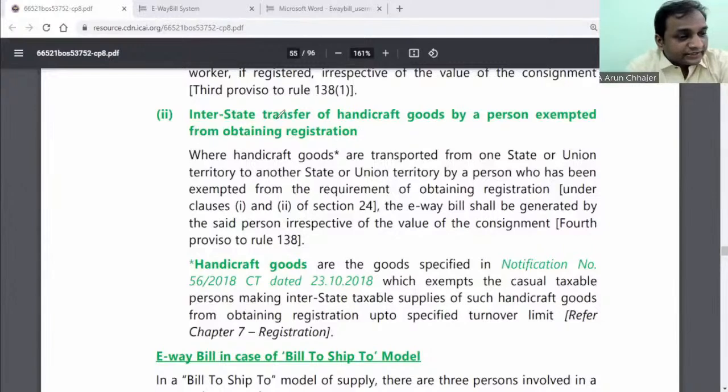Vrinda, sir, asks when the job worker returns the goods, whether an e-way bill needs to be generated again. Absolutely correct. Good question. When returning, either he or the principal will be responsible. Any party can generate it, but yes, an e-way bill would be there.